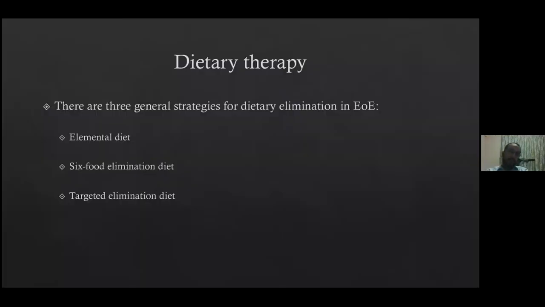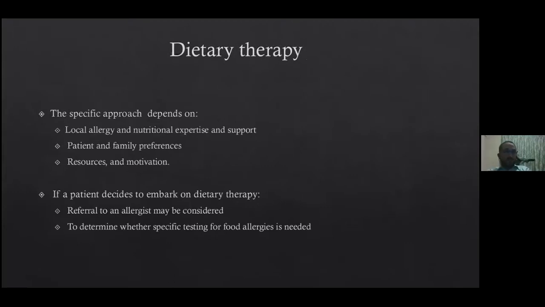Dietary therapy. There are 3 general strategies for dietary elimination in eosinophilic esophagitis: either elemental diet, 6-food elimination diet, or targeted elimination diet. The specific approach depends on local allergy and nutritional expertise and support, patient and family preferences, resources and motivation. If a patient decides to embark on dietary therapy, referral to an allergist may be considered to determine whether specific testing for food allergies is needed.